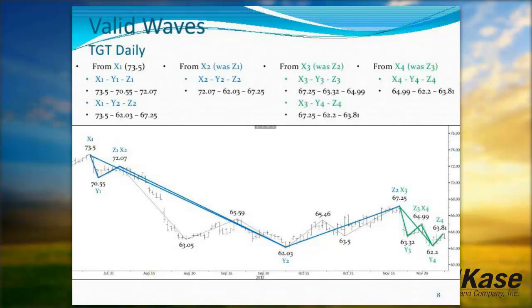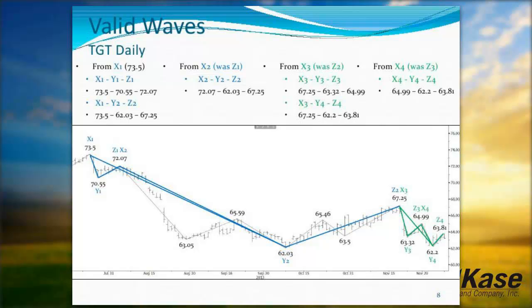So far we've picked 3 waves coming down from X1 and X2. And you'll notice that we have 2 waves that have the same Y2 and Z2, or the 62.03 to 67.25 leg, or corrective wave.